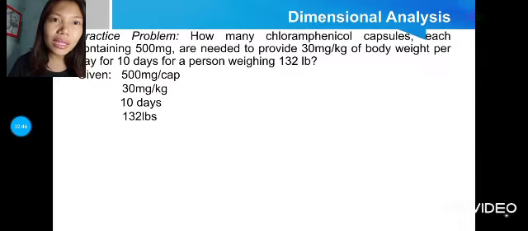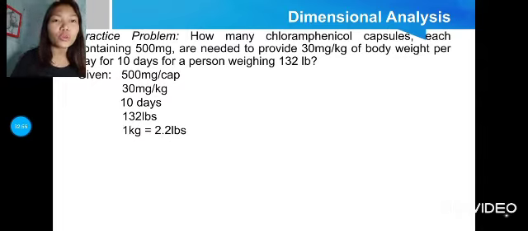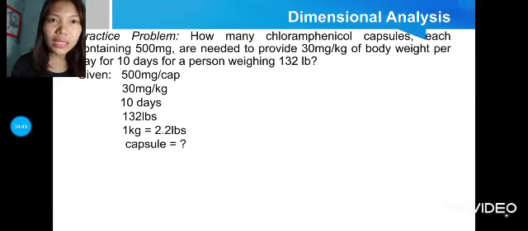So, as you can see, we have kilogram and we have pounds. So, we require a conversion for kilogram and pounds, which is 1 kilogram is equal to 2.2 pounds. Another tip, for you to be sure that all the given is being provided, i-check mo kung ano ang unit na ginaasked sa problem. So, for this, ginaasked niya ang capsule. So, all units, aside from the unit that is being asked in the problem, should appear in your given twice. So, what is being asked is the capsule.